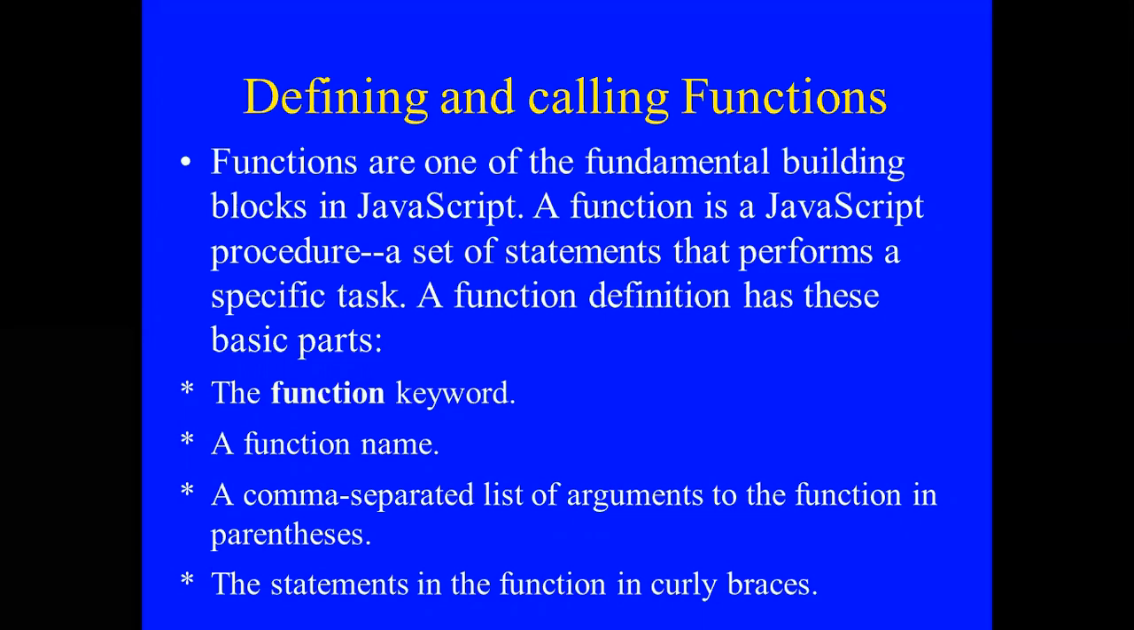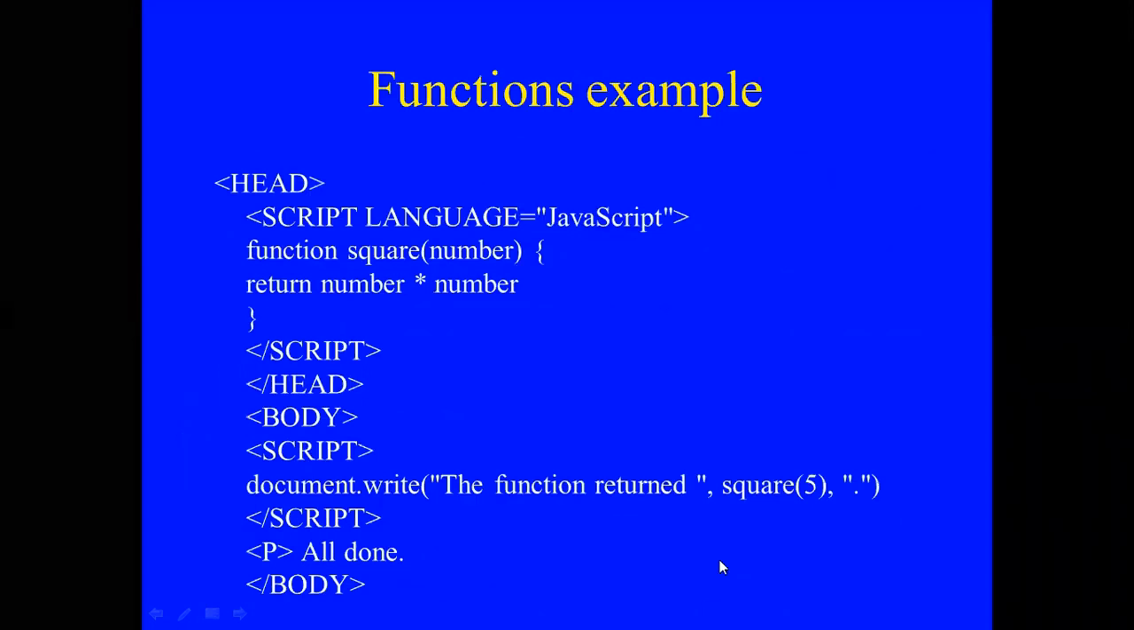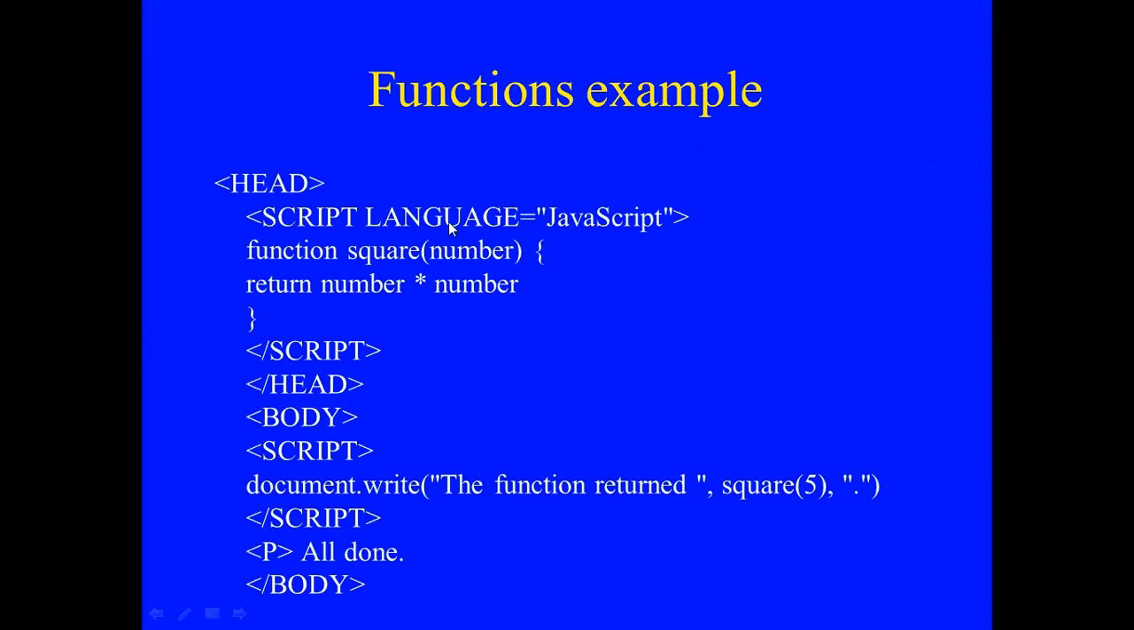Here the function definition has these basic parts: the function keyword, then the function name, a comma separated list of arguments to the function in parentheses, then the statements in the function in curly braces. Here you can see an example of a function. This is an HTML document. We write the script under the script tag, language is equal to JavaScript. Then we declare a function using the function keyword, the function name square, with the parameter number. In curly braces we write the statement: return number times number.